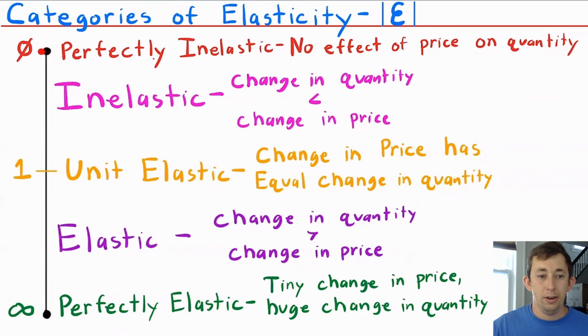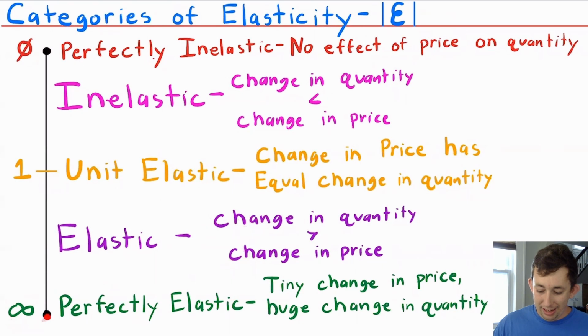So let's go through the categories. If I get an elasticity of 0, that means I'm perfectly inelastic, which means that as the price changes, I don't change the quantity I demand at all. If I'm inelastic, that means that my change in quantity percent-wise is less than my percentage change in price. If I get an elasticity value of 1, we call that unit elastic, so my percentage change in price is exactly equal to my percentage change in quantity. Anything above 1, we're calling that elastic. That percentage change in quantity is greater than the percentage change in price.